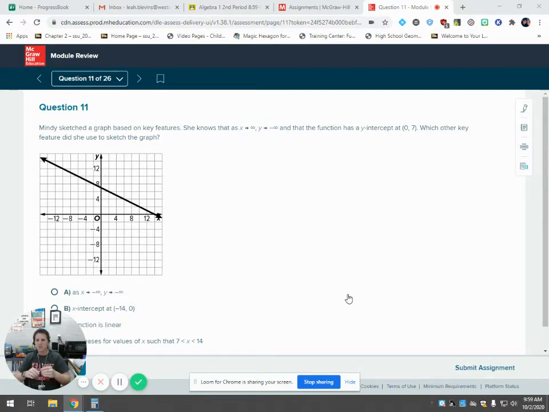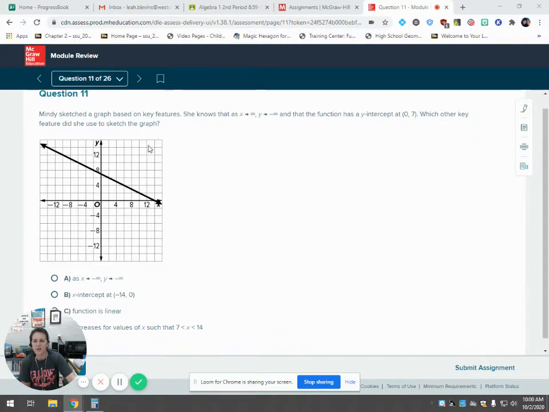So let's get started. Number 11 says Mindy sketched a graph based on key features. She knows that as x goes to positive infinity, the y's are going down to negative infinity, and the function has a y-intercept at (0, 7). What other key features did she use to sketch the graph?